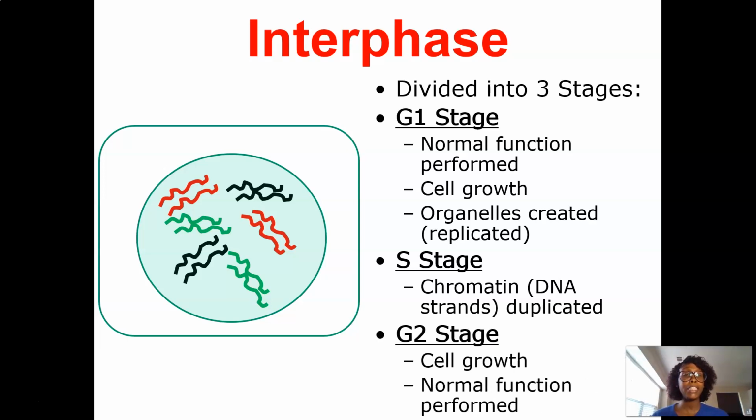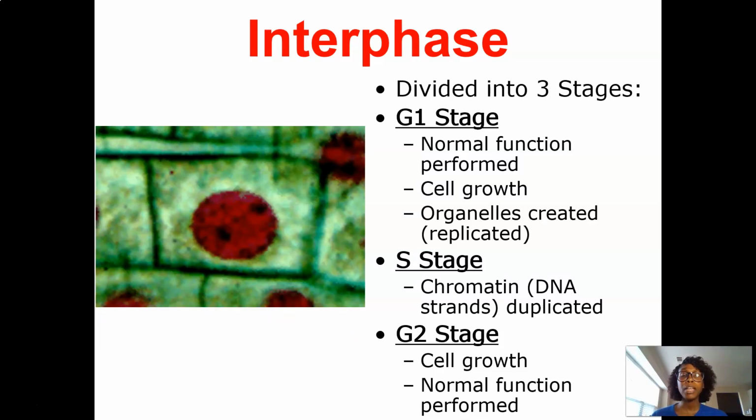So it goes through three stages. We have our G1 stage, which is that normal function. It's going through that cellular growth, and organelles are created. Then we have our S stage, which is where our DNA duplicates. This is important because for our cell to know what it needs to do, it has to replicate that DNA. Then we have stage G2, which is providing further cell growth and preparing the cell for mitosis.